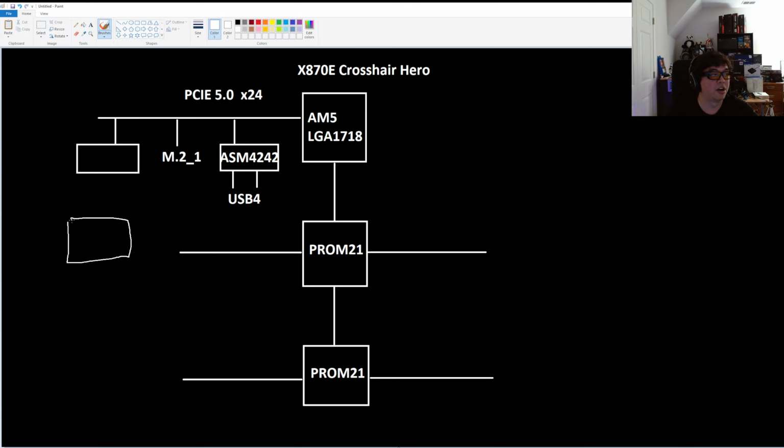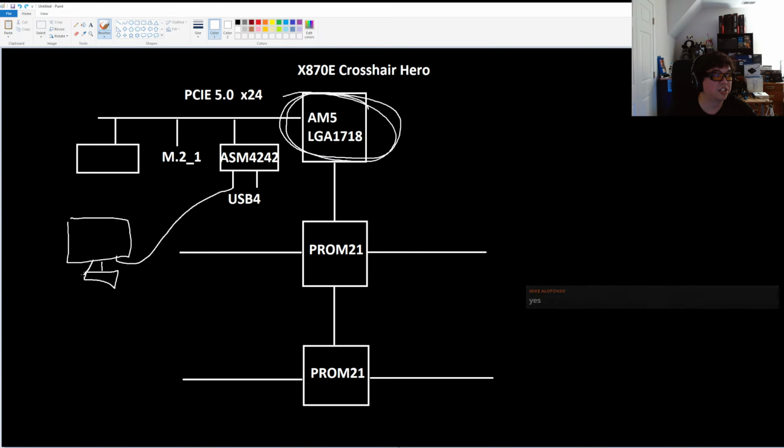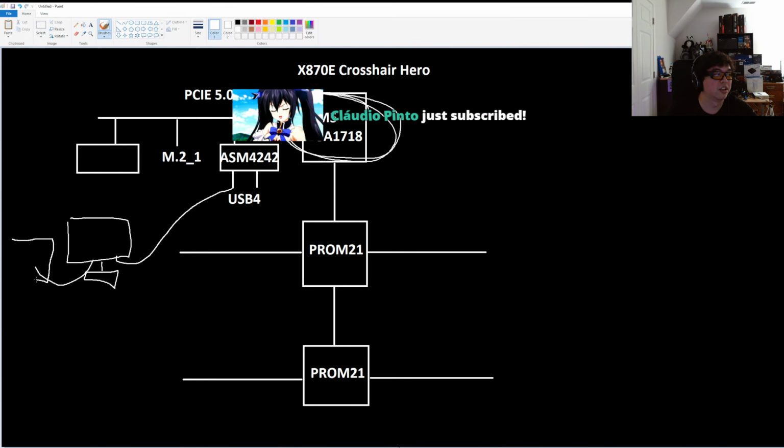I can take a monitor and use the DisplayPort cable or USB-C to USB-C. I can plug this in to the USB 4 port, and I will use the integrated graphics on the Ryzen CPU to drive the monitor. So I can do multiple displays off of this. I can even daisy chain monitors and drive multiple monitors.